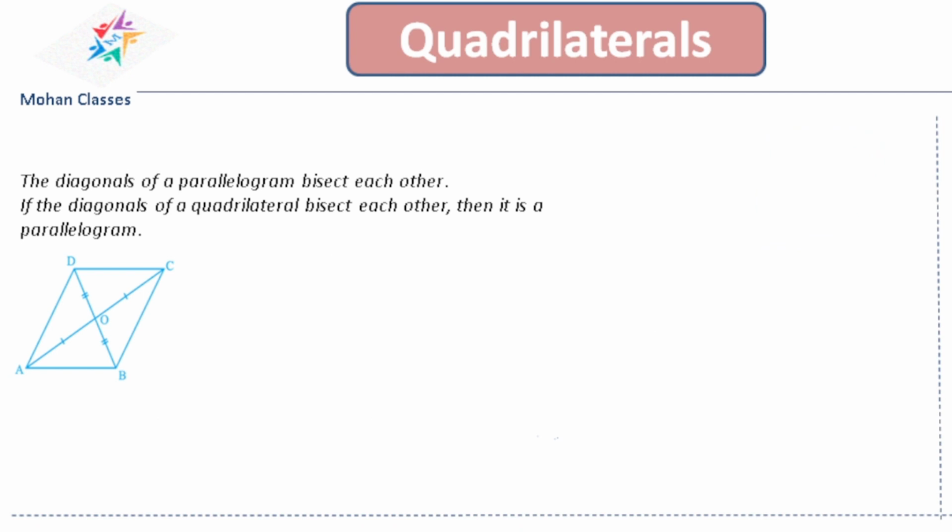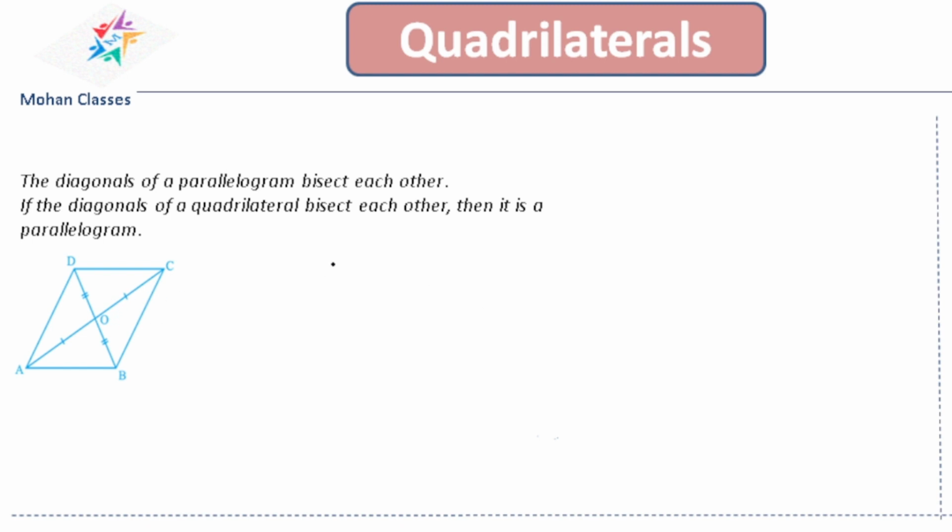Here, the diagonals of a parallelogram bisect each other. If the diagonals of a quadrilateral bisect each other, then it is a parallelogram. So first we have to say the diagonals of a parallelogram bisect each other, or if the diagonals of a quadrilateral bisect each other, then it is a parallelogram. So it is the converse. For these two, the proof is the same. Let ABCD be the parallelogram, AC and BD are the diagonals, bisecting at O.